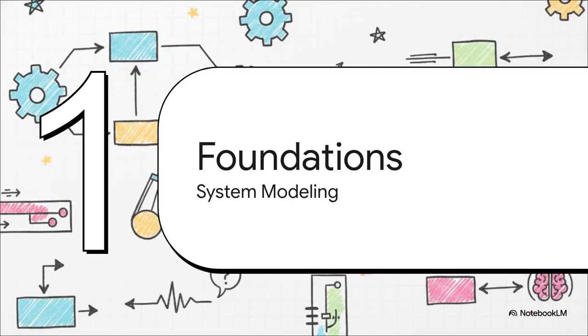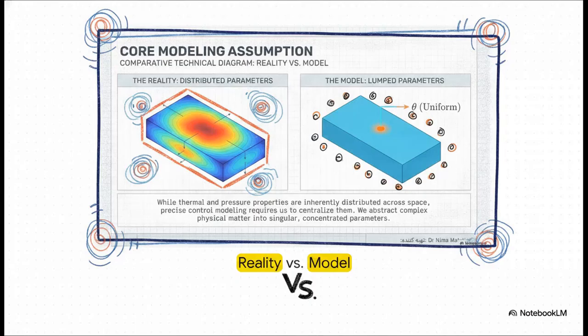Section 1. Foundations of System Modeling. Okay, let's establish our ground rules. Everything we do in control engineering relies on one really fundamental, almost philosophical act. We have to abstract a highly complex physical reality into manageable, bite-sized mathematical formulas. Because, in reality, nature's messy.